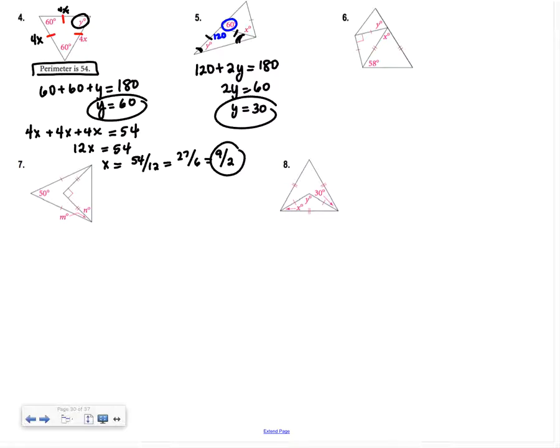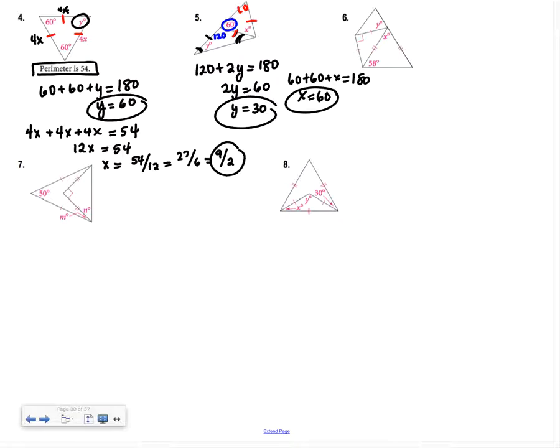And then same idea over here. So I have these two markings are the same. So that means that this is 60. So we're going to have 60 added to 60 added to x equals 180. So x ends up being 60 as well. So 120, we subtract it over. So we have an equilateral triangle on that side.